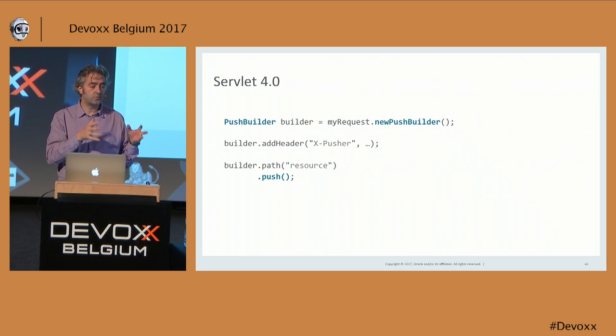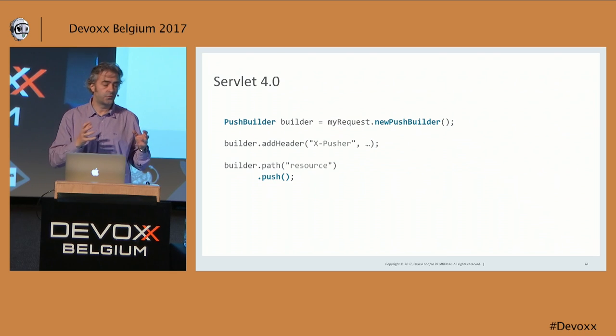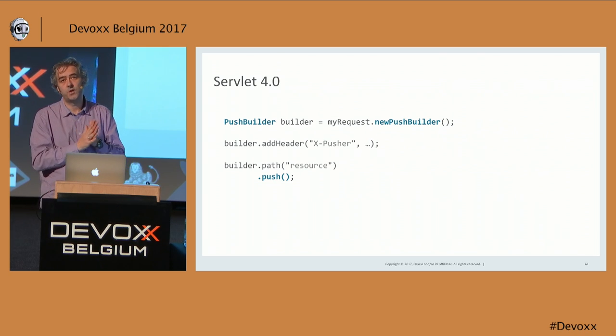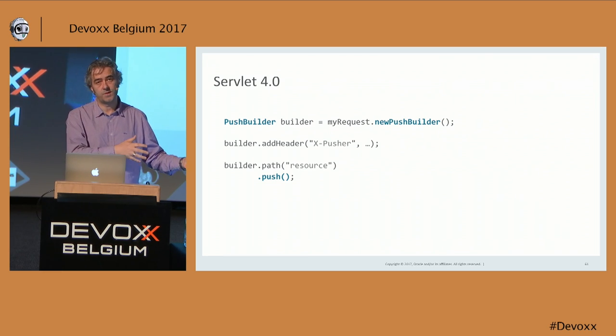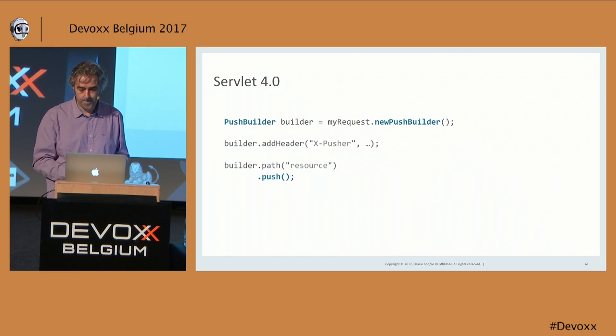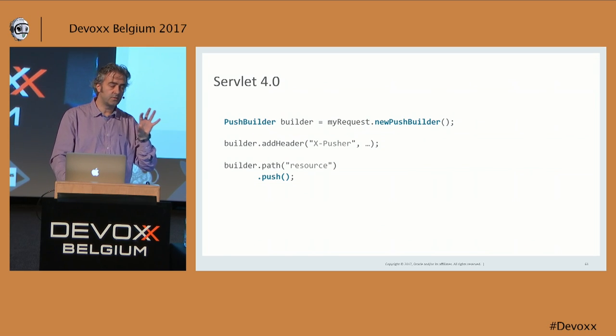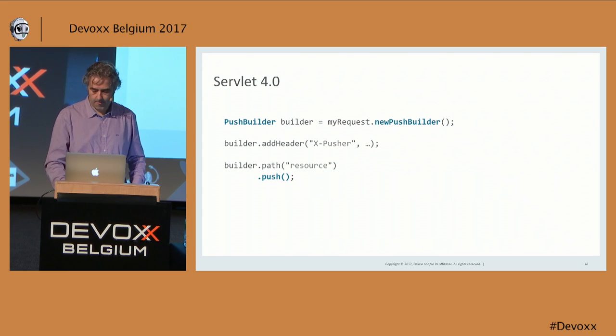So this is basically a way to tell my servlet container to try to push those resources proactively to the client. Now, there is no way to know if the resources will be effectively pushed to the client. So you shouldn't assume that because you have pushed the resources, they will be there at the end. But at the end, this is another way to try to reduce the latency of your web application.